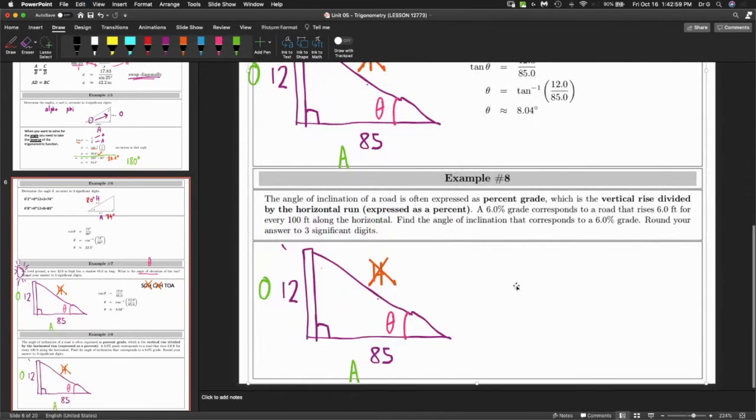It's the same question. See, in this situation, the road is rising how much? And how much is the run? What the heck? I'm trying to get rid of these weird dots.